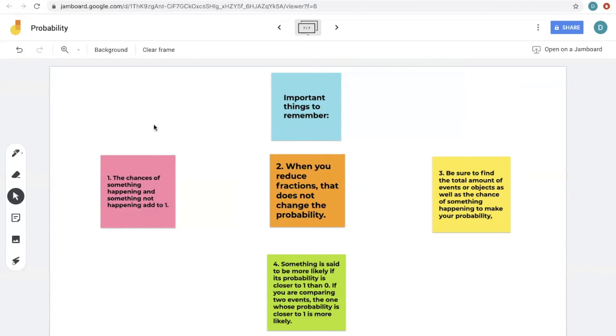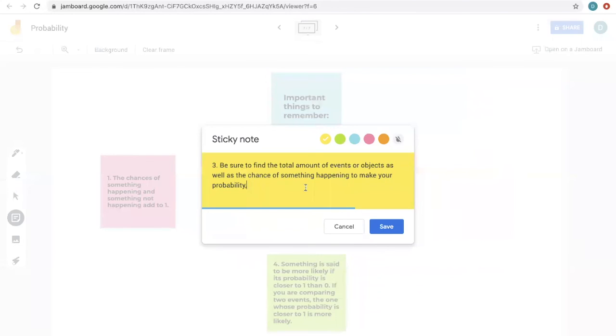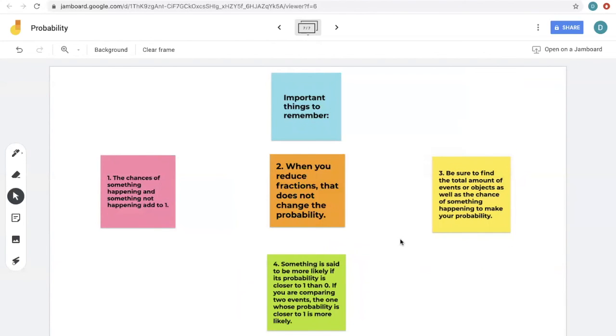Number 3, be sure to find the total amounts of events or objects as well as the chance of something happening to make your probability. And so what that means is you want to find the total, and that is the denominator of the fraction, and then your chance of that thing happening would be the numerator of the fraction.